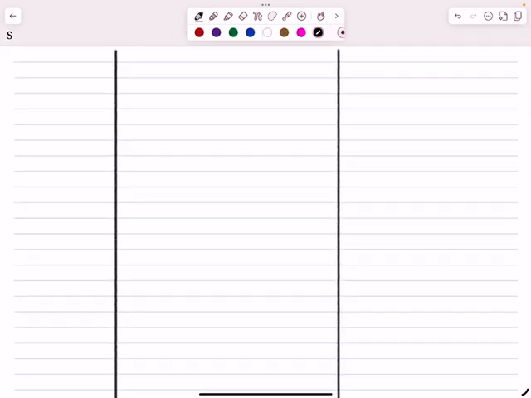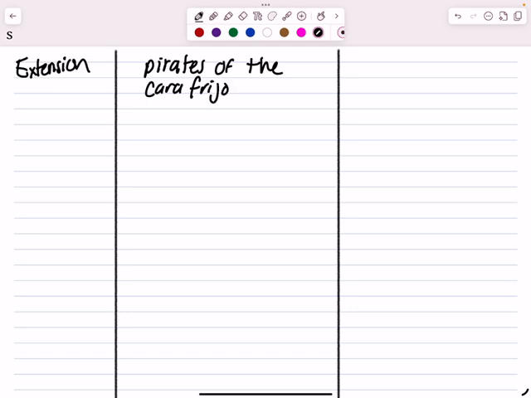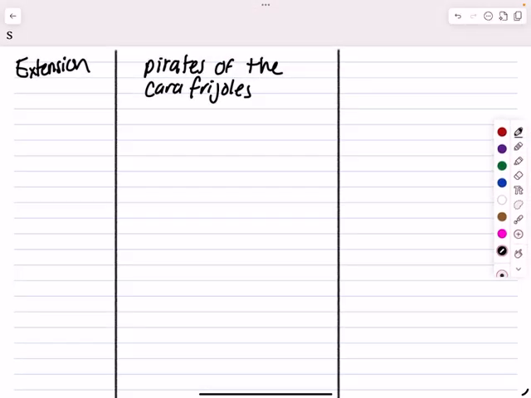So, this is an extension. Technically, I don't know, you still need to know this. Alright, so extension. Let's do, I guess we'll do extension. And we're going to do Pirates of the Frijoles, because I think it's funny when it sounds like Pirates of the Caribbean. And then today is today.